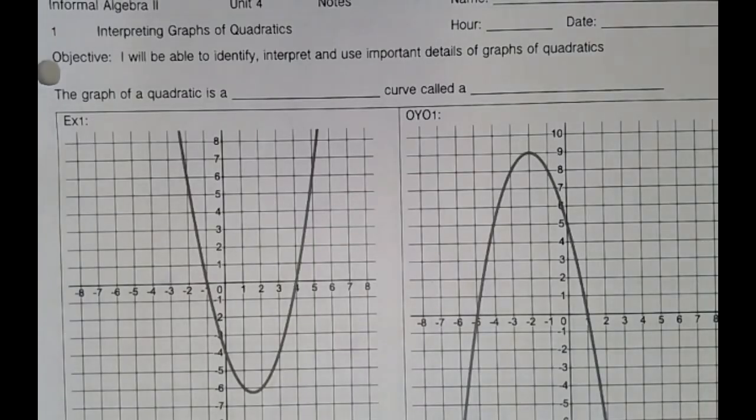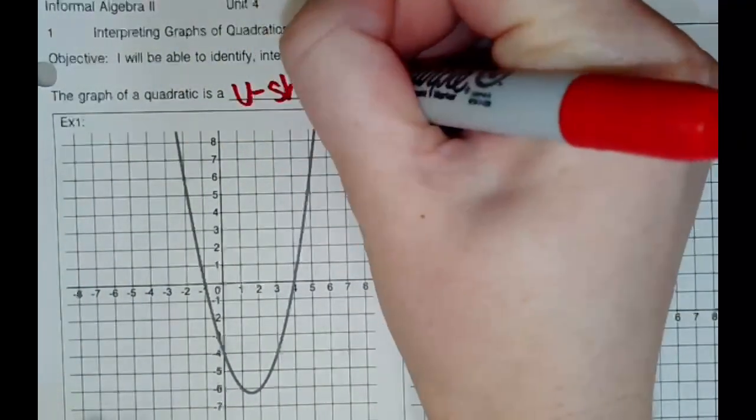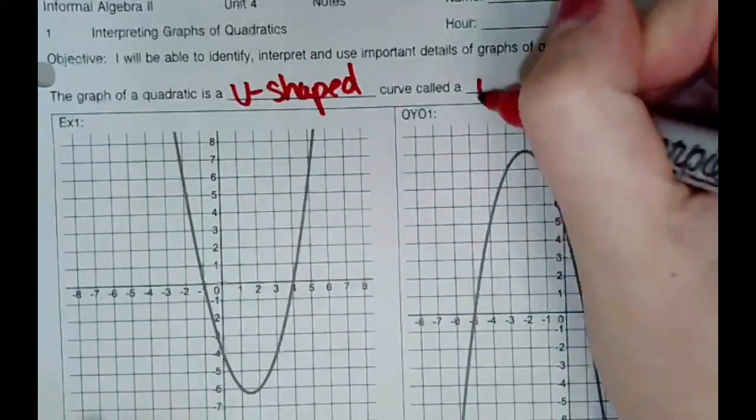Objective: I will be able to identify, interpret, and use important details of graphs of quadratics. The graph of a quadratic is a U-shaped curve called a parabola.